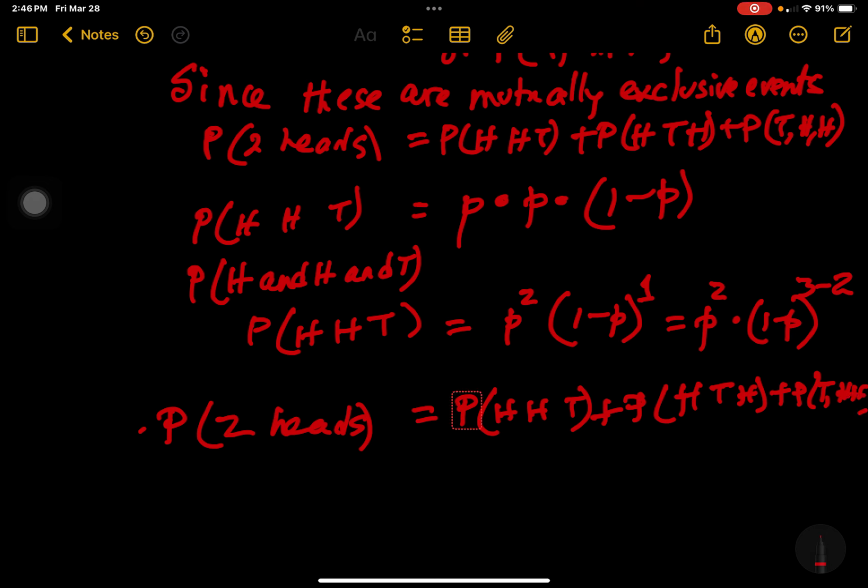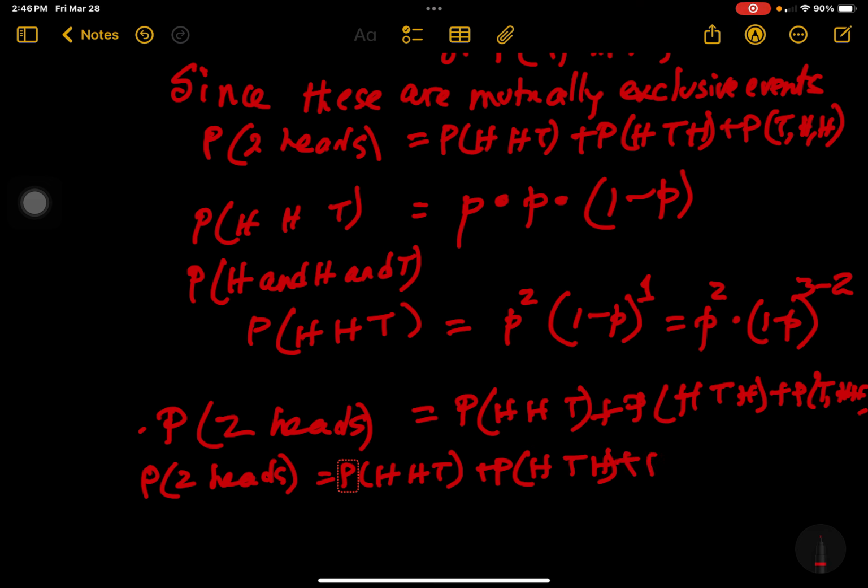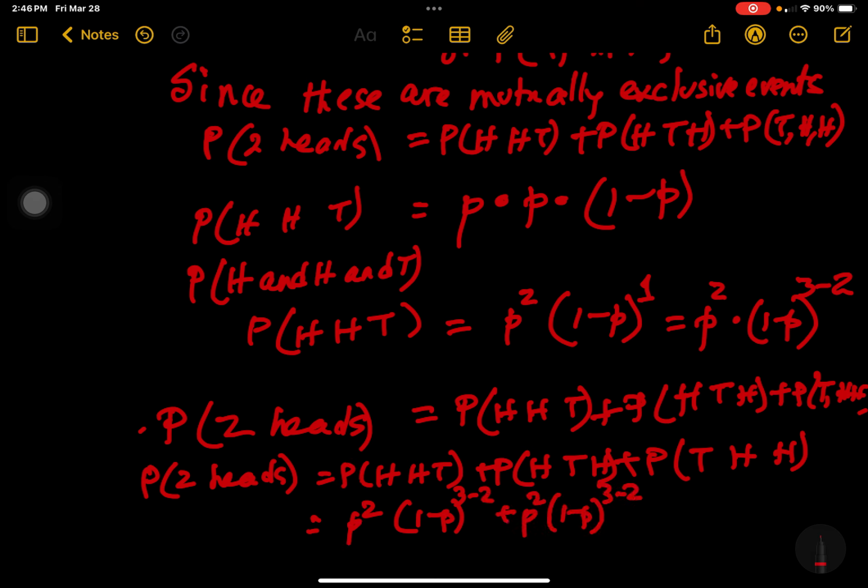So let me write this clearly. So probability of 2 heads is equal to probability of head head tail plus probability of head tail head plus probability of tail head head. And each of them is equal to P square times 1 minus P, exponent 3 minus 2. Again, P square times 1 minus P, exponent 3 minus 2, plus P square times 1 minus P, exponent 3 minus 2. Notice the same term is added 3 times.